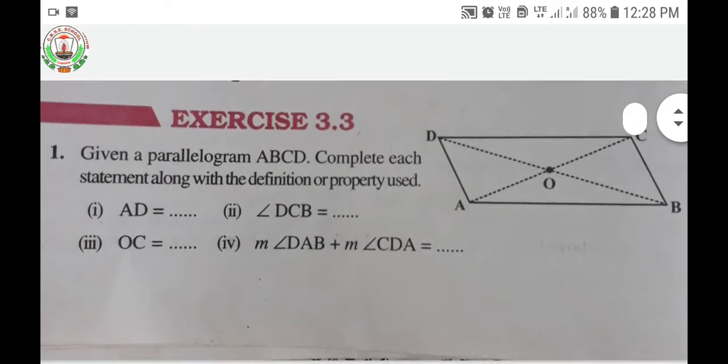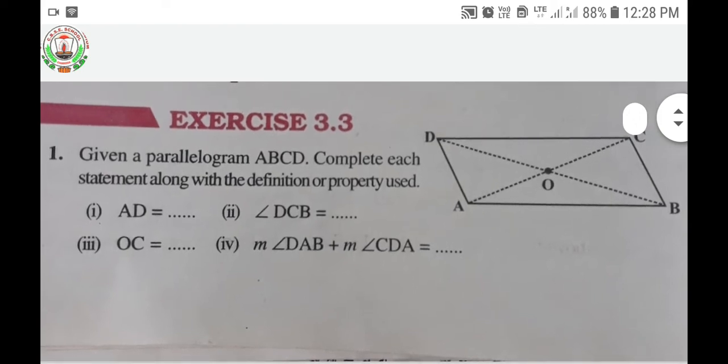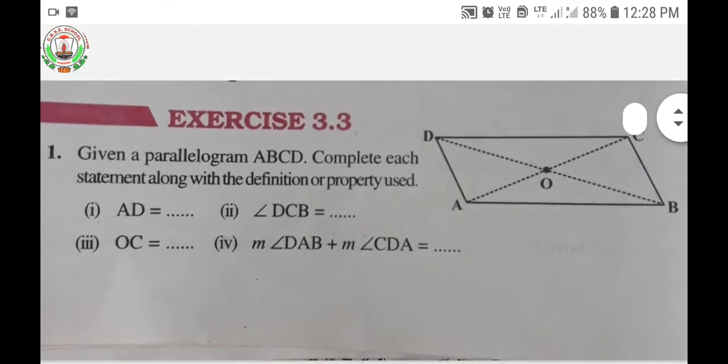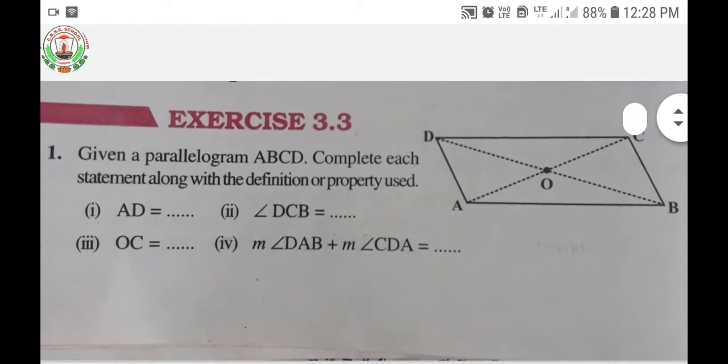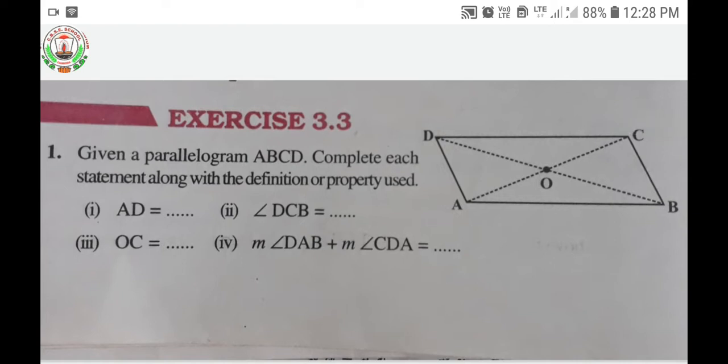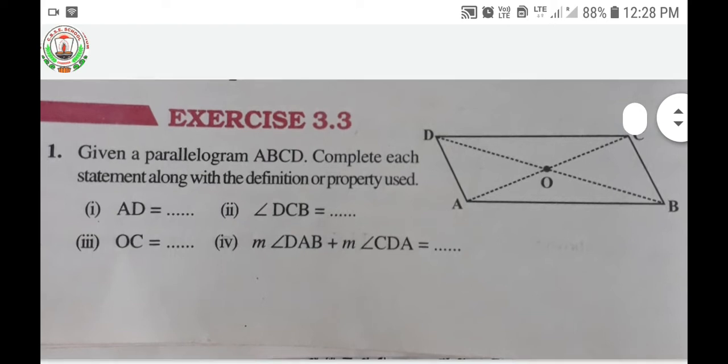Now the last property of the parallelogram states that the diagonals of a parallelogram bisect each other. Yes, the parallelogram has two diagonals and both of the diagonals intersect at O. Okay, now look at the solutions. Here it is said that you have to fill the blanks, as well as give the reason, where the reason may be the definition or the properties of the parallelogram. So here I have explained the properties of a parallelogram once again. Now see the solution of question number 1.